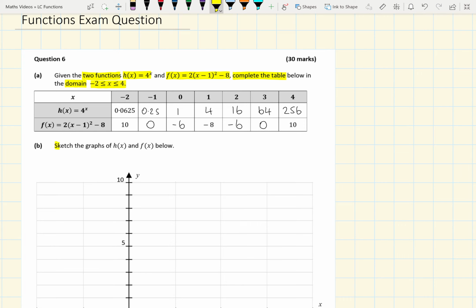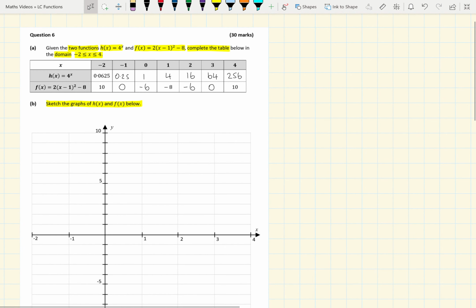Part B now, they want us to sketch the graphs. So we're just checking all our sets of points. So for h of x I'll use blue. So we have -2 and we have 0.0. So just to check our scale here, we have 5, 4, 3, 2 and 1. So we want the point 0.0625, so that's barely above.